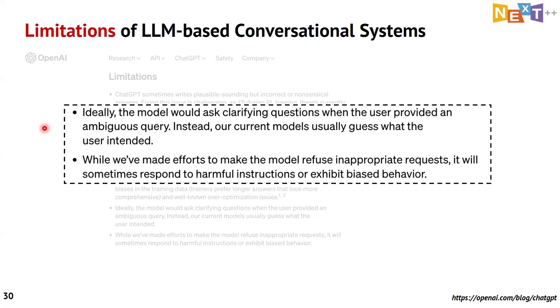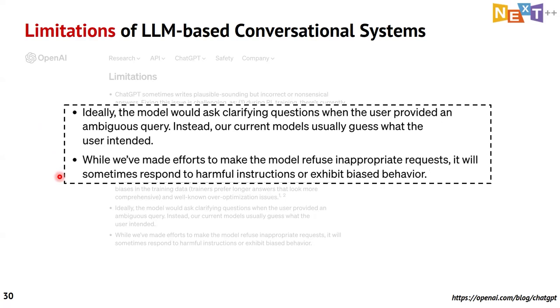However, the current ChatGPT usually guesses what the user intended. So it means that the answer may not be what the user wanted to know due to the ambiguity of the question. And the second limitation is that although OpenAI and also many other companies have made efforts to make the model refuse inappropriate requests, it will sometimes respond to harmful instructions or exhibit biased behavior.